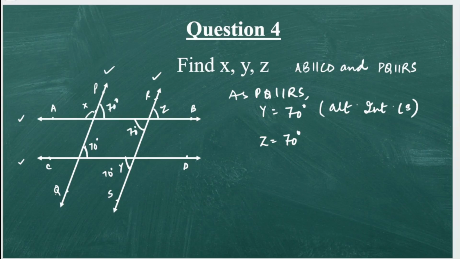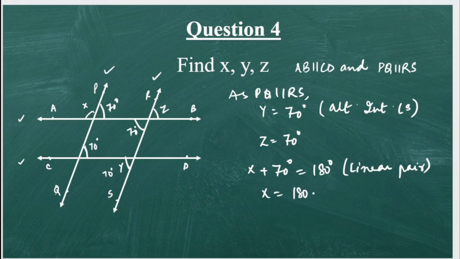So then what will be the value of x? X and 70 are forming a linear pair. So x plus 70 degrees is equal to 180 degrees because they are forming a linear pair, and so their sum is 180. So the value of x is 180 minus 70, which equals 110.